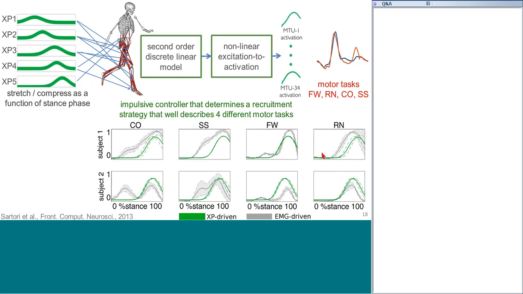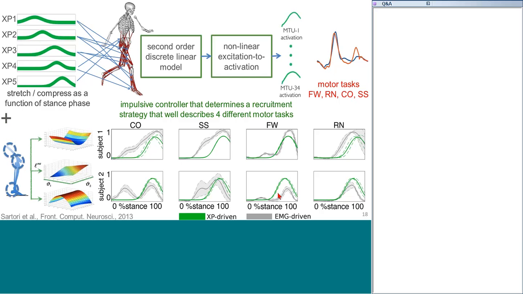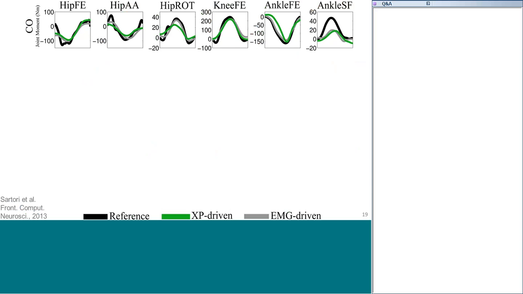Our results show that although this impulsive controller is very simple, and it's static in the sense that it's always the same across these 4 motor tasks, when we combine this impulsive controller with accurate estimates of muscle kinematics, then we are able to produce dynamically consistent estimates of joint moments with comparable accuracy to using EMG signals as an input. And here are some experimental results showing this.